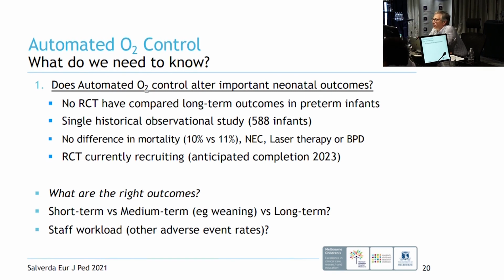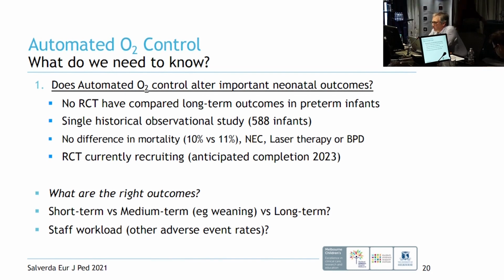So do we have any clinical trials that have compared automated oxygen control for other important neonatal outcomes? And the answer is we don't. So we do have a historical observational study which reported use in a lot of babies, which showed no difference in mortality or other adverse events.